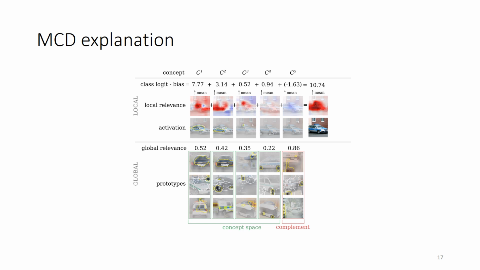Now we have introduced all the components that make up the final MCD explanation that this slide shows. Here, each column represents a concept. On the upper part, we show the local concept activation and concept relevance maps for the individual sample at hand.